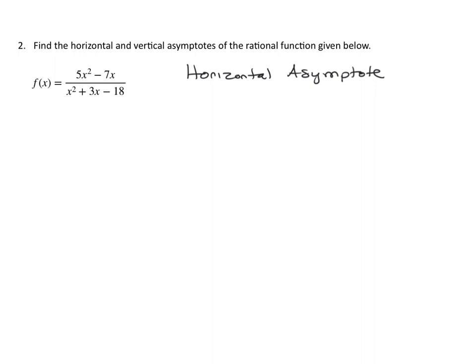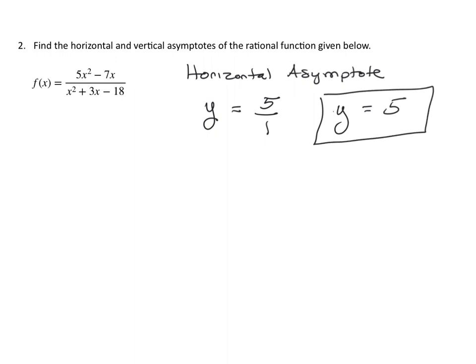The horizontal asymptote is going to be the ratio of the numbers in front of the highest powered x terms. It's of the form y is equal to, in the top we have a 5x squared, in the bottom we have a 1x squared, and that ratio is 5 over 1, or simply y is equal to 5. That is the horizontal asymptote.